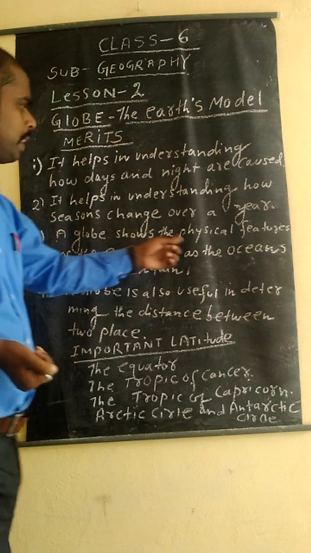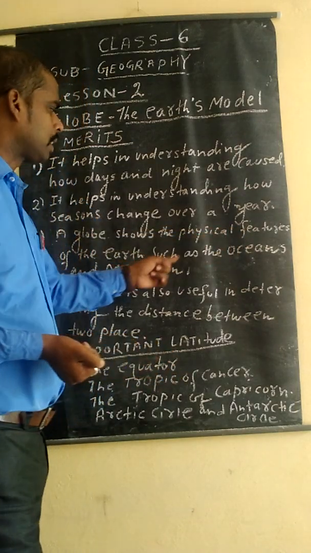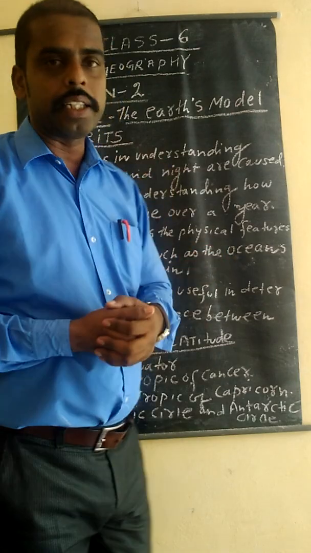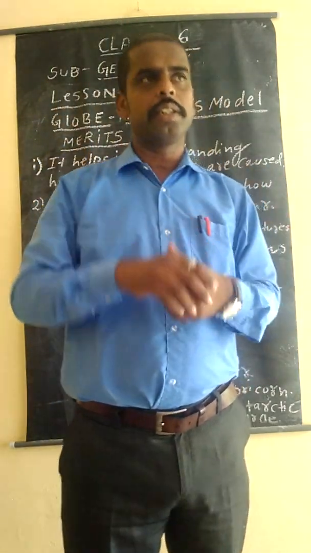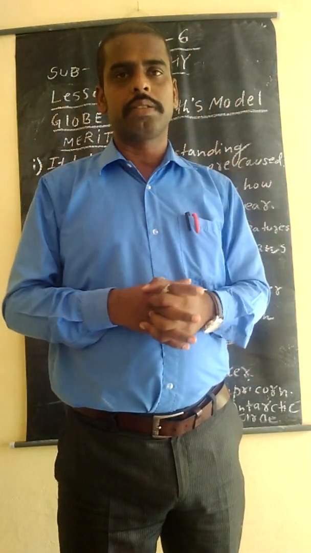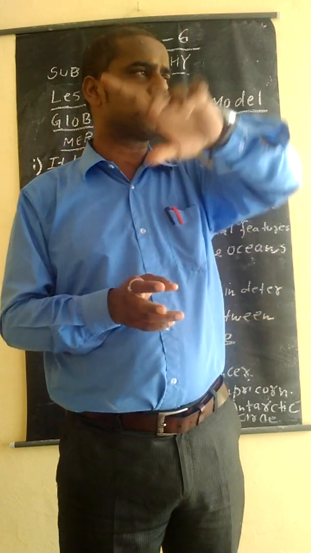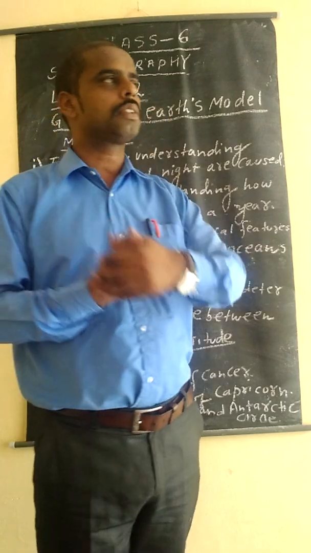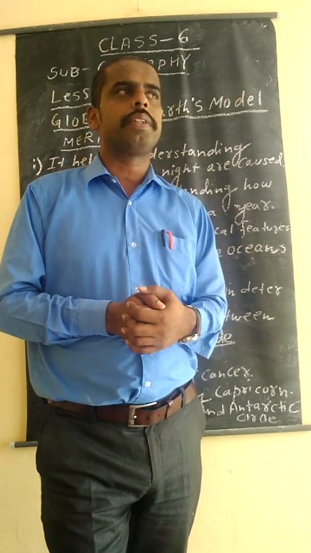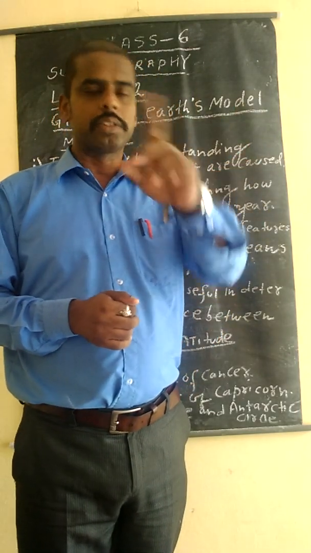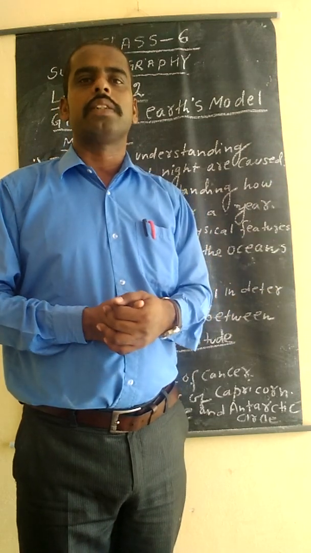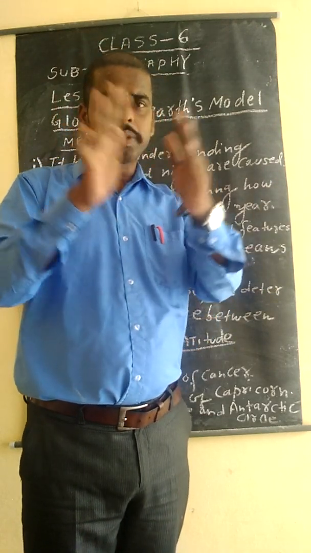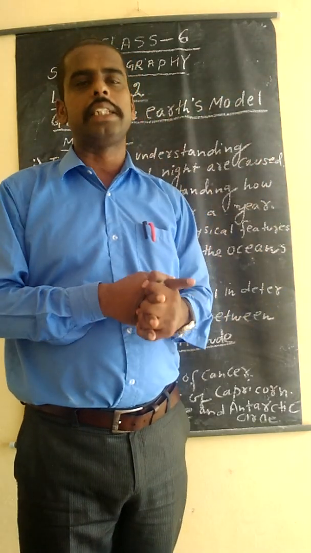Third one, a globe shows the physical features of the earth, such as the oceans and mountains. Means the earth is given to us in a globe, you see the oceans also, land masses. The large water masses covered with water are known as oceans. There are 5 oceans, and the large land masses covered with soil are known as continents. And between the oceans, a not too large area is known as sea.